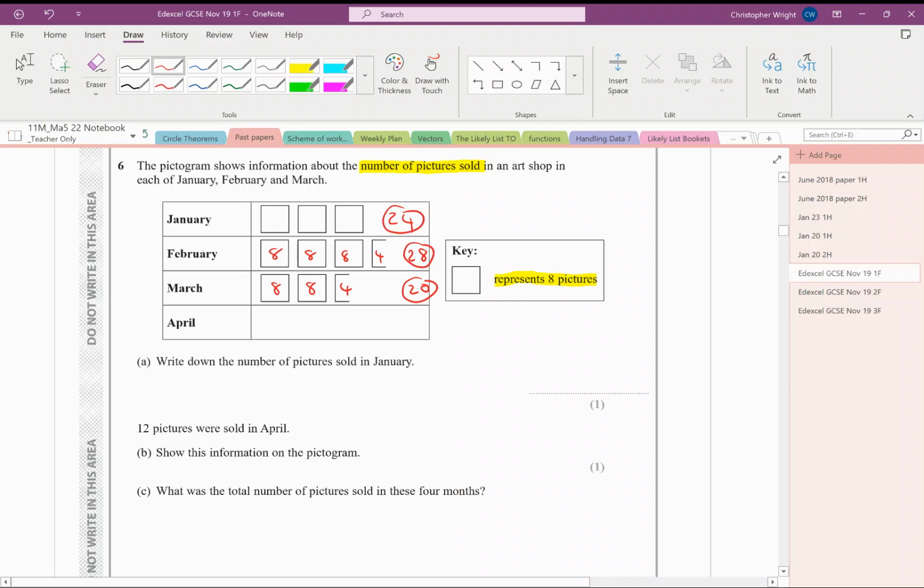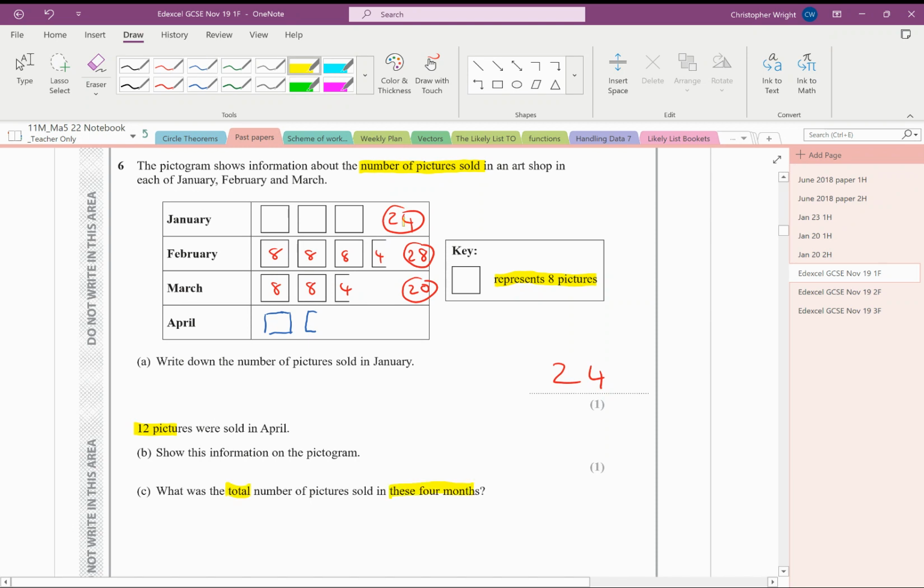Now let's have a look at the questions. Write down the number of pictures sold in January. 24. 12 pictures were sold in April. Right, so I'm going to need one square represents 8. I'm going to need another 4, aren't I, to get my total of 12. So that must be another half square. There we go.